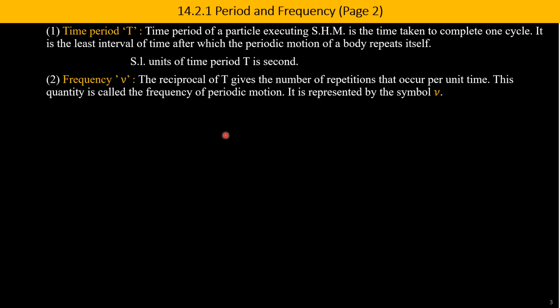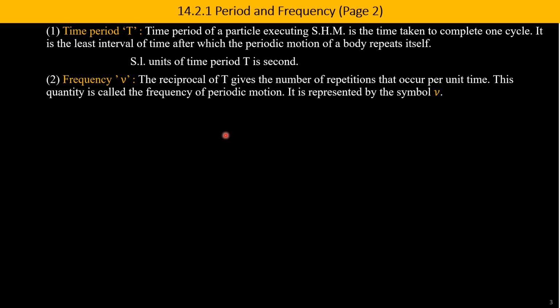The next important physical parameter is frequency. It is represented by the Greek letter nu. Sometimes in some of the books they represent frequency as f, small letter f. Frequency is the reciprocal of the time period capital T. Thus, the reciprocal of capital T gives the number of repetitions that occur per unit time. This quantity is called the frequency of periodic motion.